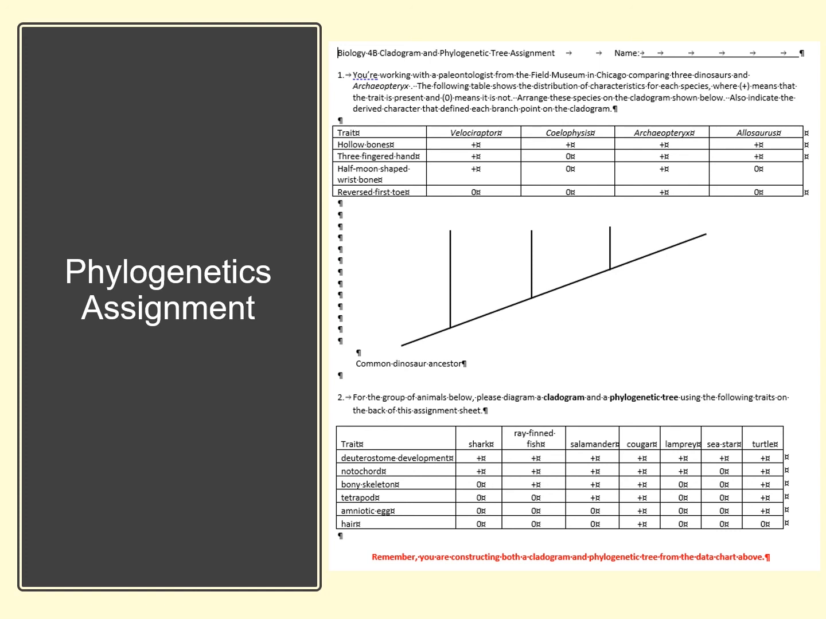Here are the dinosaurs that you guys are going to place on the tree, on this cladogram right here. And then this group of animals right here, here are the characteristics. They're all kind of mixed up for you. Pluses, they have it. Minuses or zeros, they don't have it. I want you to construct a cladogram and a phylogenetic tree.